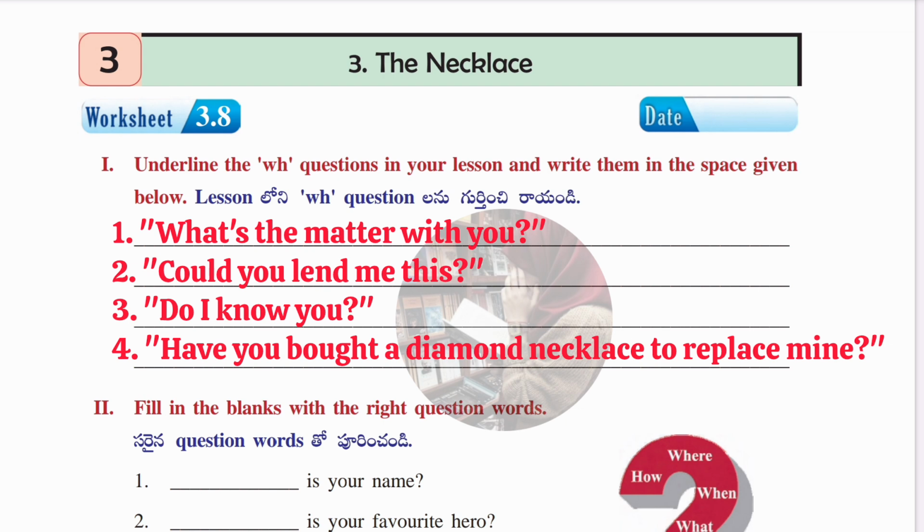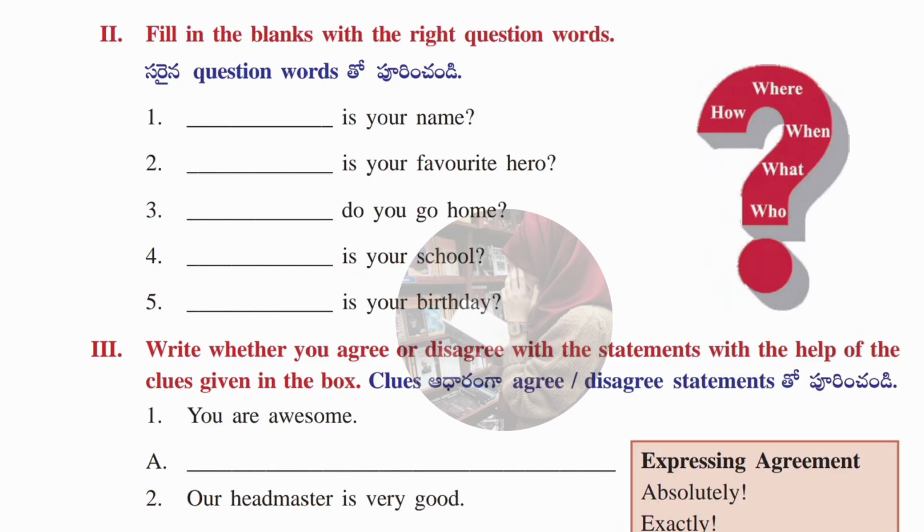Okay, so actually these are WH questions, that's why it should end with question mark. And please do remember that these four sentences should be kept within inverted commas. Okay, and the first letter should be always capital. Okay, so now we'll move to the second Roman, which is fill in the blanks with the right question word. So first one is dash is your name. What is your name? Next, dash is your favorite hero. Who is your favorite hero?